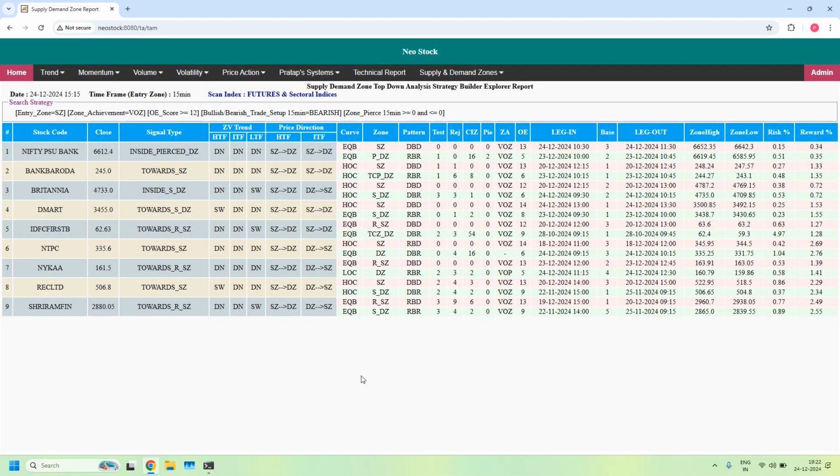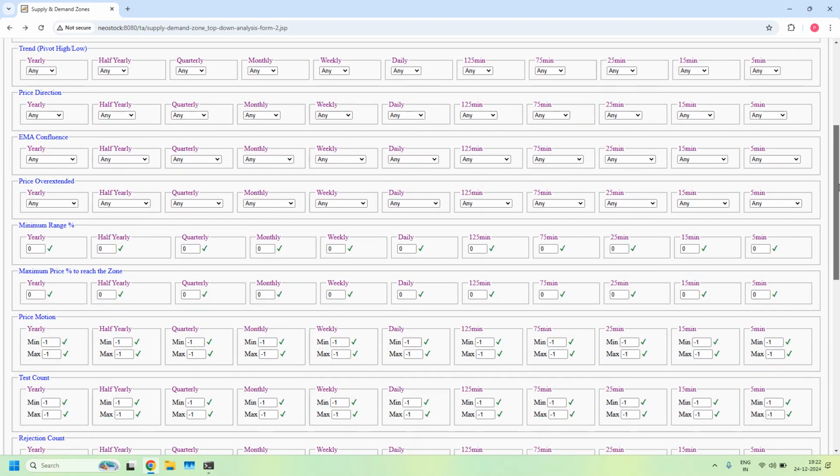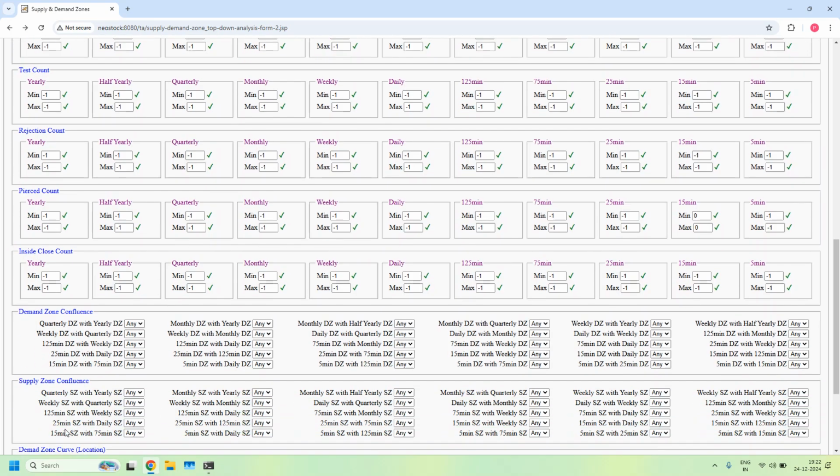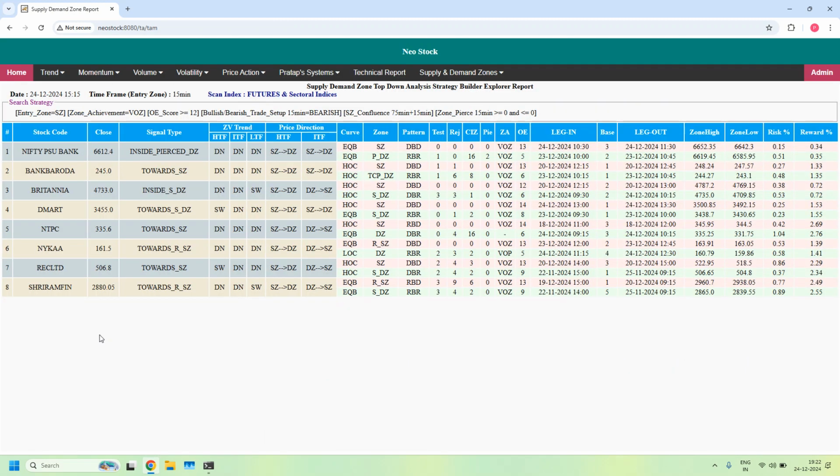The first filter is based on LTF and ITF supply zone confluence, that is 15 minutes and 75 minutes supply zone confluence. I am enabling that filter. With this filter, out of 9 stocks, we got 8 stocks. In all these 8 stocks, these 15 minute supply zones are part of the 75 minute supply zone. And the 75 minutes trend is down in all the stocks, that is the ITF trend. If any of these 75 minute supply zones have daily EMA, those stocks are even more high probability trade setup supported stocks. Let's verify.